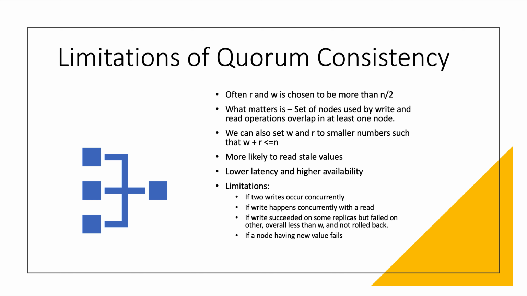So there are various limitations of this quorum consistency. Thus, quorums appear to guarantee that a read returns the latest written value, but in practice it is not so simple. The parameters W and R allow us to adjust the probability of stale values being read, but it is not wise to take them as absolute guarantees.